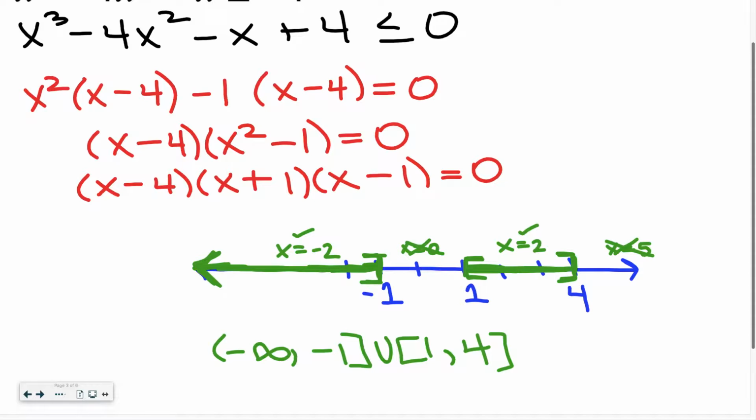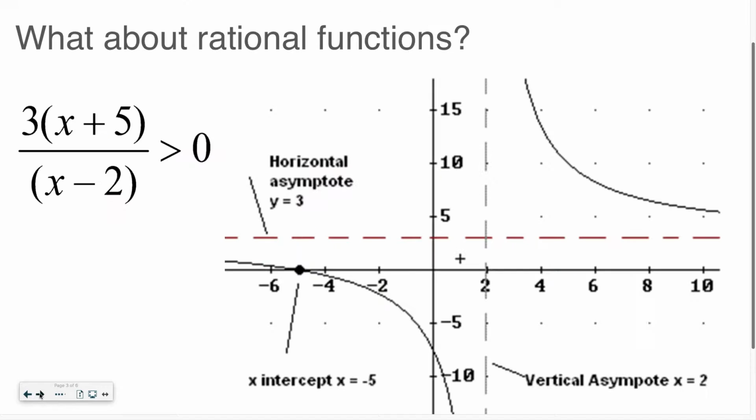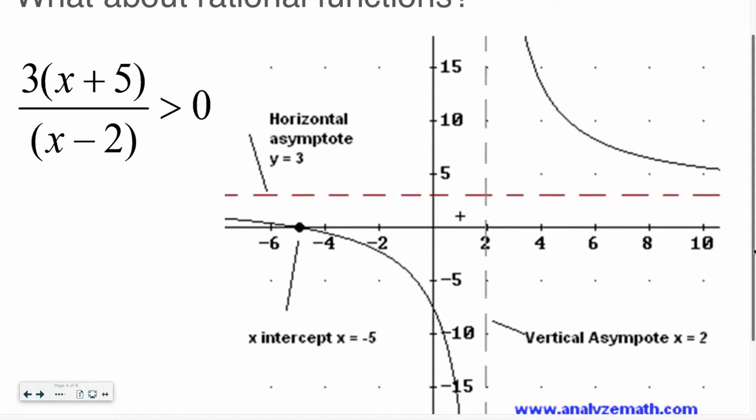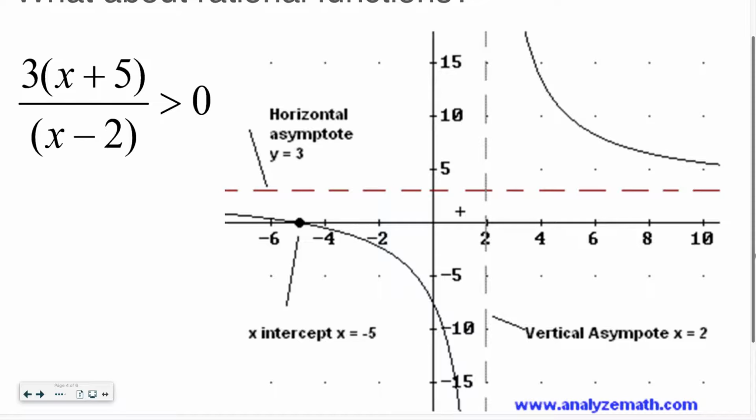Let's take it up a notch. What other kind of graphs have we been working on? You just did a worksheet on it. The rational graphs. Okay? So let's talk about this rational inequality. Here's the inequality, here's the graph. If I'm asking for when that inequality is greater than 0, have a conversation at your pod. Where is this graph greater than 0? Talk about it.